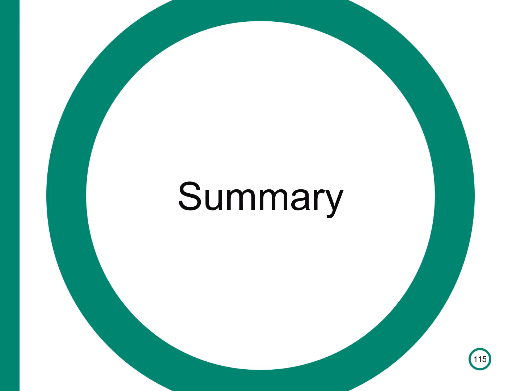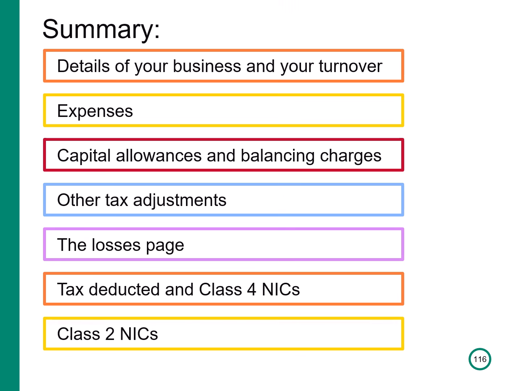We're nearly at the end of the webinar now. Here's a summary of what we've covered today. In today's webinar, we've looked at the details of your business and your turnover, expenses, capital allowances and balancing charges, other tax adjustments, the losses page, tax deducted and Class 4 National Insurance, and Class 2 National Insurance.